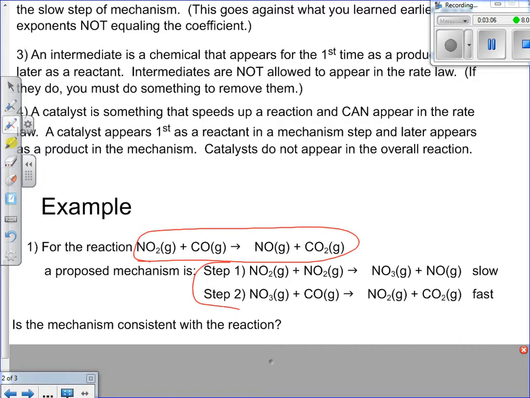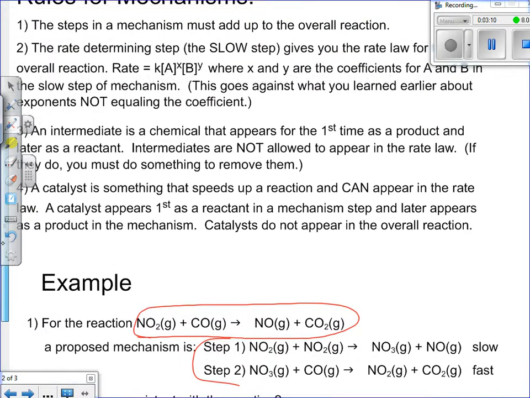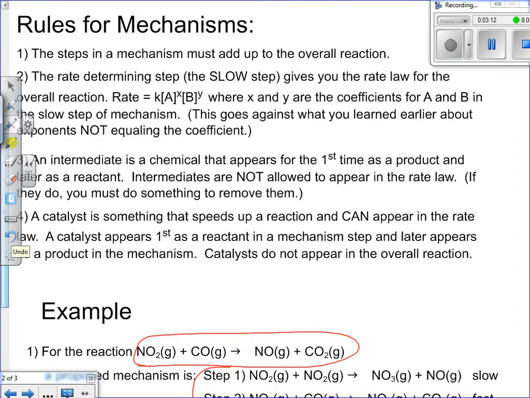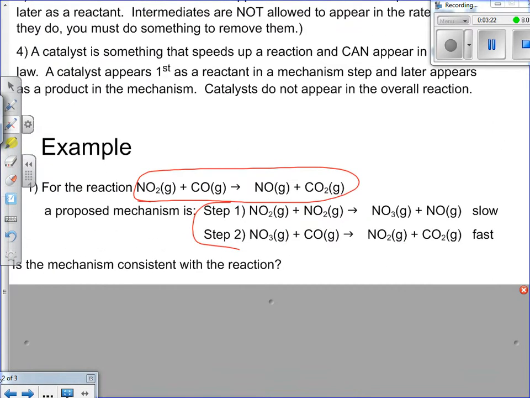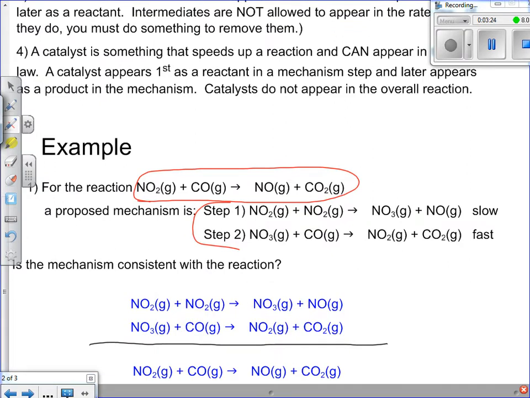We want to know, is the mechanism consistent with the reaction? So let's see what we need to check. First, we have to check if the steps in the mechanism add up to the overall reaction. We're going to check whether or not that is true. So we're going to add up the steps in the reaction.